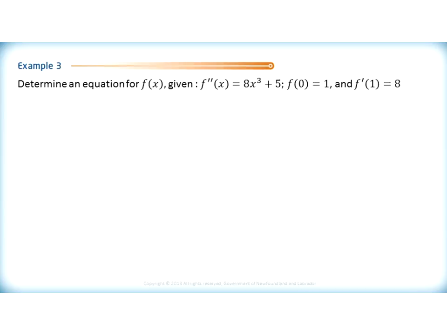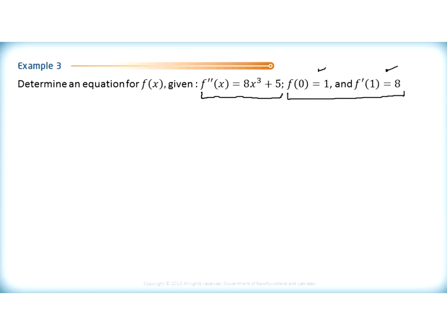Let's take a look at this one. Oh, look at this. It says determine an equation for f of x given this guy, which is its second derivative, and 2 initial conditions. One of the initial conditions tells us about the actual function, and one tells us about the first derivative. So we're going to have to use these in sequence.